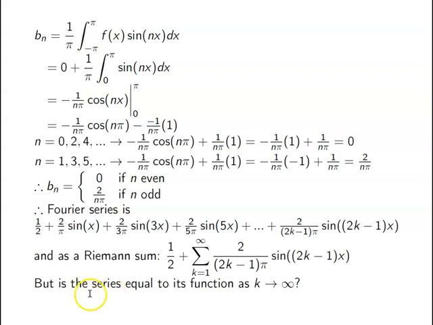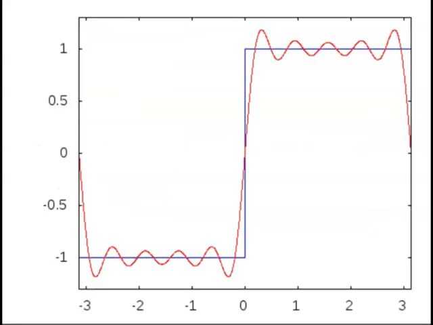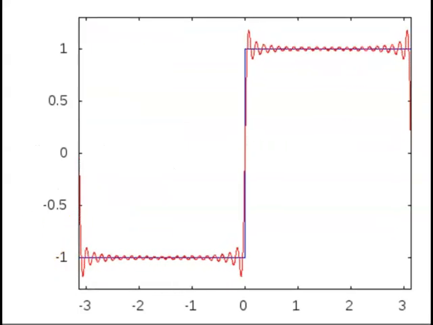So the real question is, as I add an infinite number of terms, does my series converge onto my function, right? Or is it just always some sort of an approximation? So let's look. We'll answer this, but let's look at the animation first. Okay, so here we have the square wave, and what you're seeing in the red is the Fourier approximation as we get more and more terms added on.